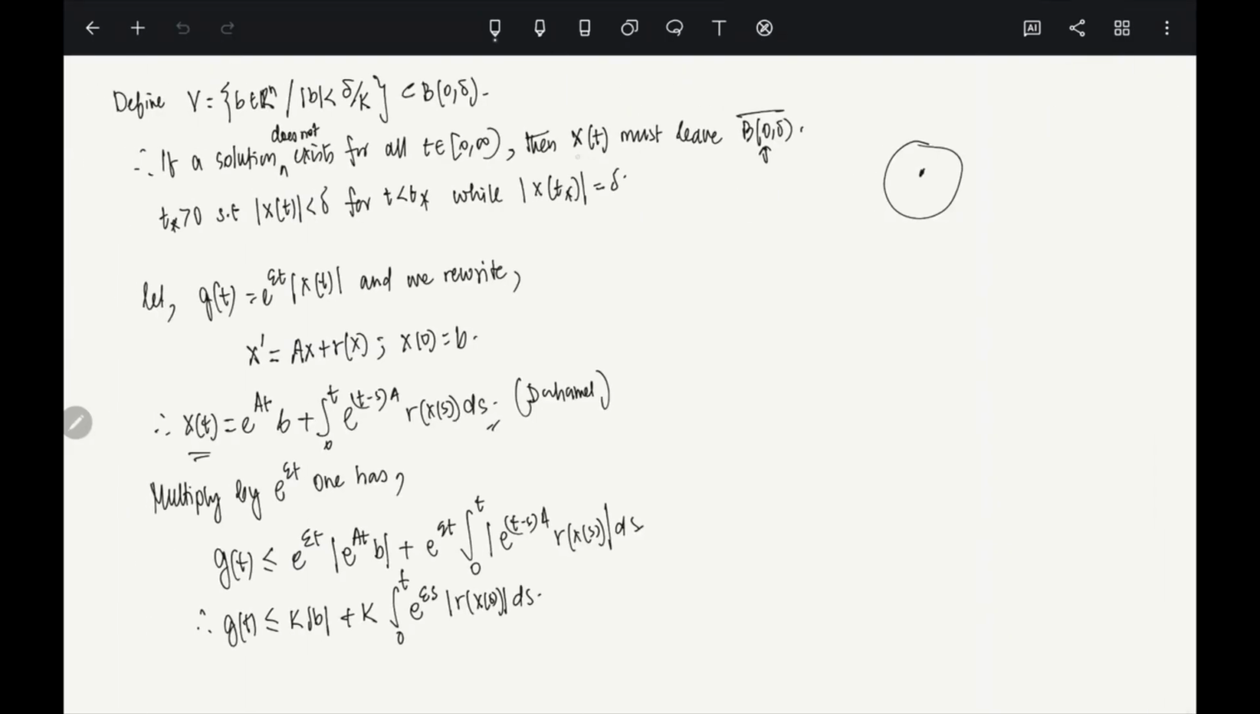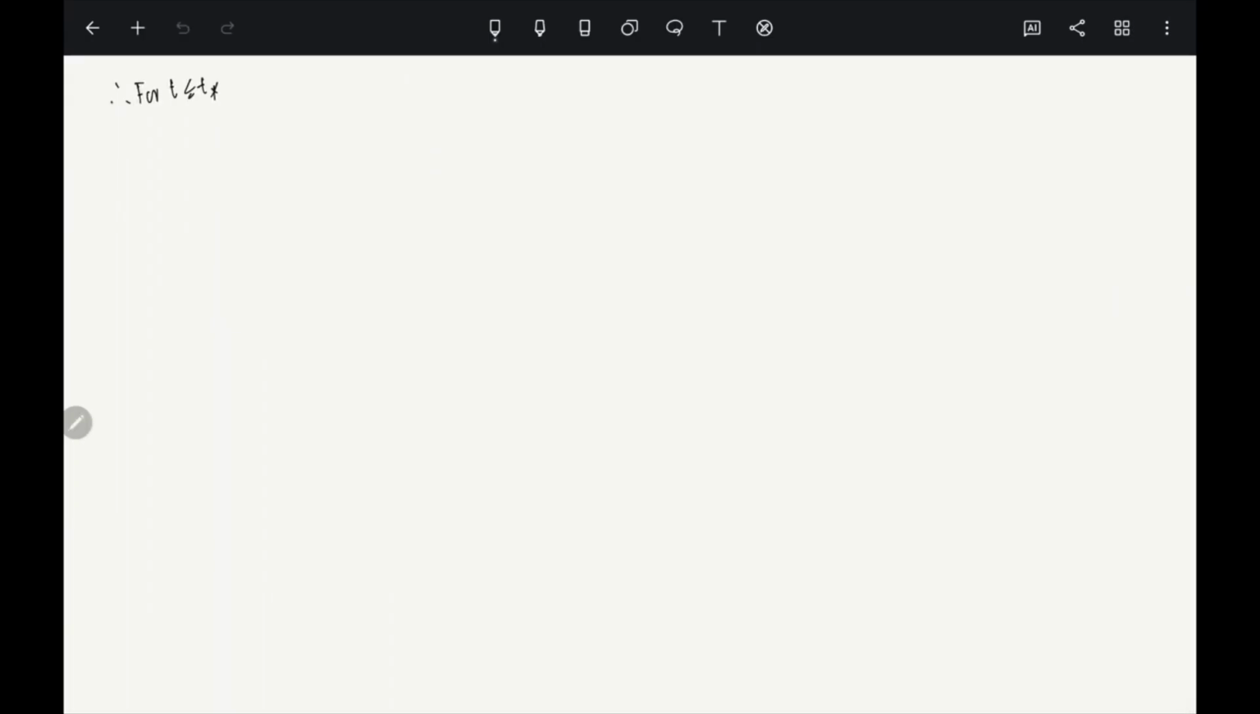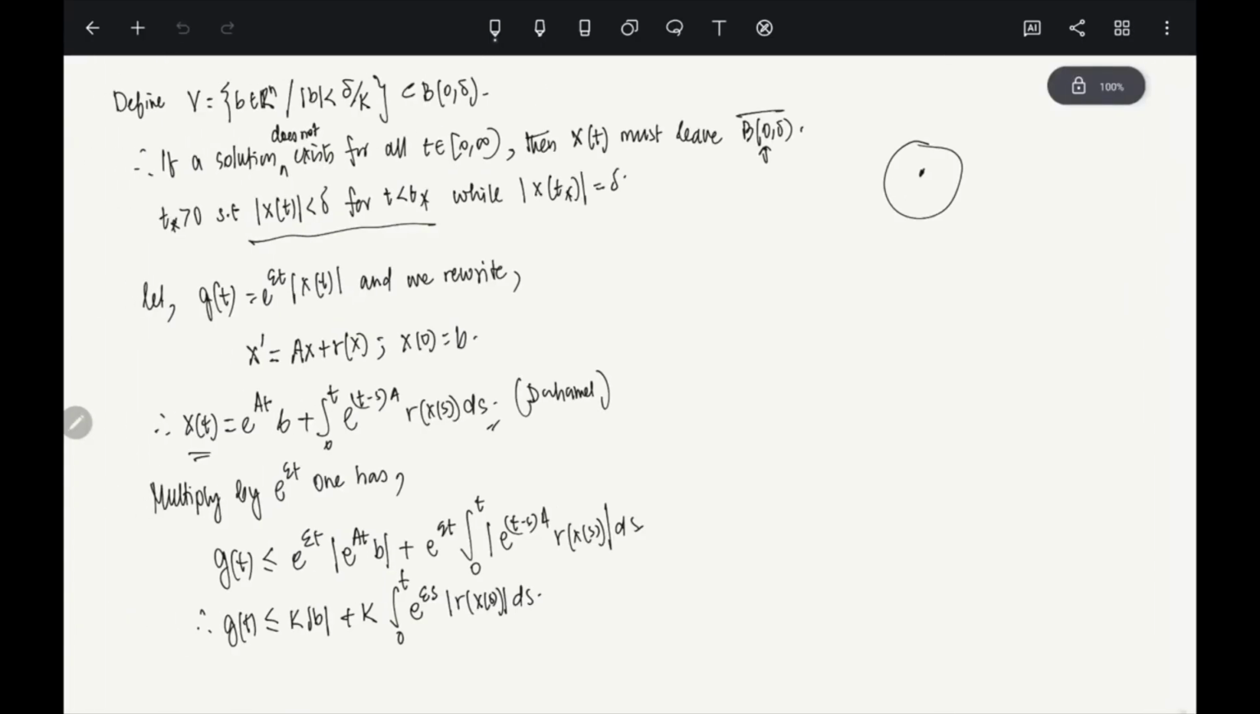So you see, for t less than or equal to t star, the solution is less than delta. It stays inside that ball. And at t star, it touches the boundary, and after t star, it flows outward. That's what we are saying. So for t less than t star, this term satisfies this particular thing. You see, we can actually bound it.